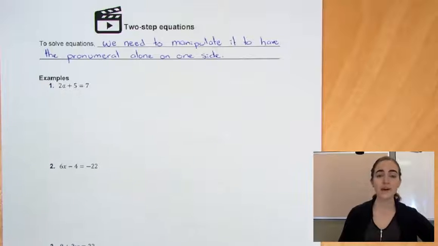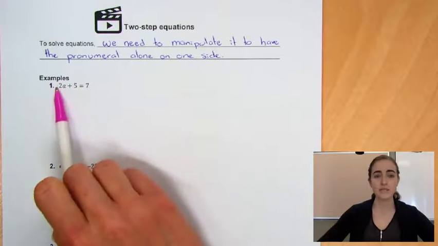In this video, I want to have a look at solving two-step equations. To solve equations, we need to manipulate our equation so that we have the pronumeral alone on one side of that equal sign. The way we do that is by thinking of those backtracking diagrams that we were talking about in the last video and undoing things by doing the inverse or the opposite operations.